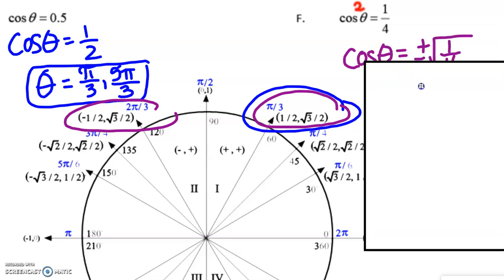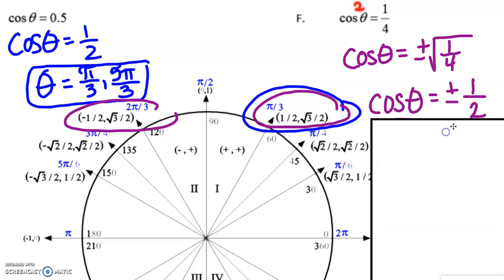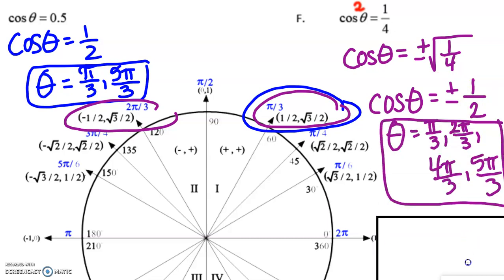So to get rid of that square, I'm going to take the square root. So I'm going to be doing the square root of 1/4. But remember, when you take the square root of something, you have a positive and a negative version of that. So the square root of 1 is just 1, square root of 4 is 2. So cosine theta equals plus or minus half.